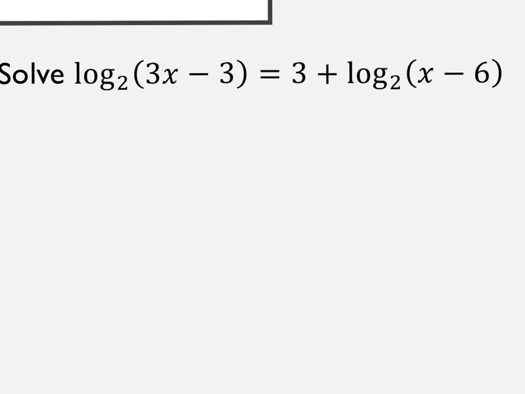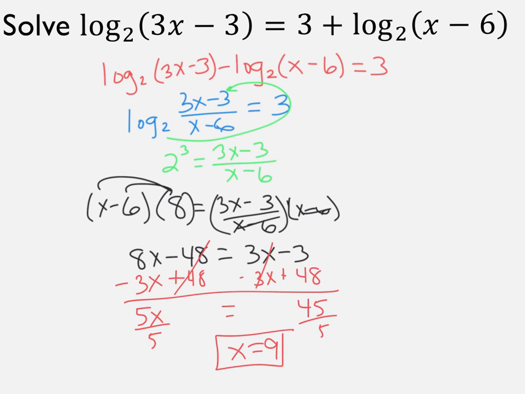Try this last example. Hopefully for this one you do get x equals 9. When you plug in 9 into the original, notice you are not going to get a negative log. You'll get log of 27 minus 3, which is a positive number. And the same thing is true on the other side. For log base 2 of x minus 6, if you plug in 9, you get log base 2 of 3, which is not going to be negative.